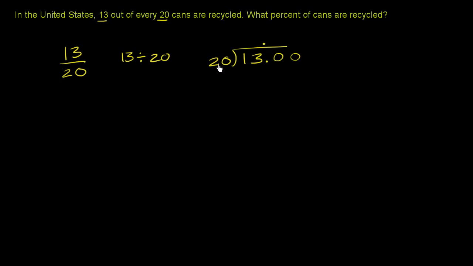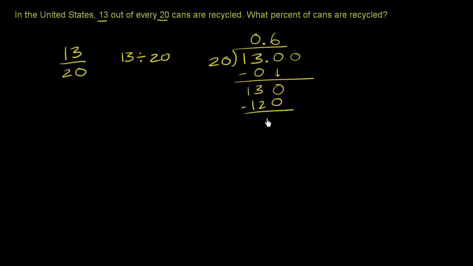And we could say, hey, look, 20 goes into 13 0 times. 20 times 0 is 0. And then 13 minus 0 is 13. Now you bring down a 0. 20 goes into 130. Let's see, it goes in 5 times, 5 times 20 is 100. So 6 times 20 is 120. So it's going to go 6 times. 6 times 20 is 120.